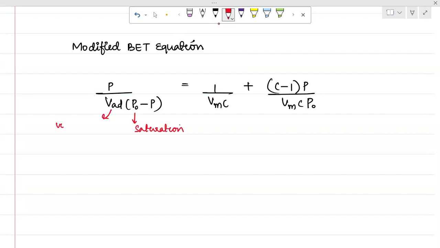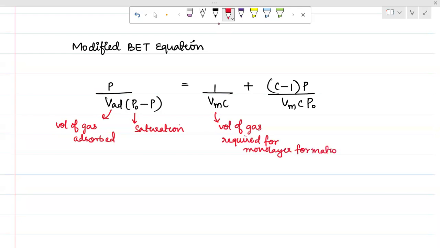V absorbed is the volume of gas absorbed, and Vm is the volume of gas required for monolayer formation. And you have a constant C over here. The constant C is the ratio between the equilibrium constants, which is K1 by KL. K1 is the equilibrium constant of the first step and KL is the equilibrium constant of the last step, until the gas is liquefied.